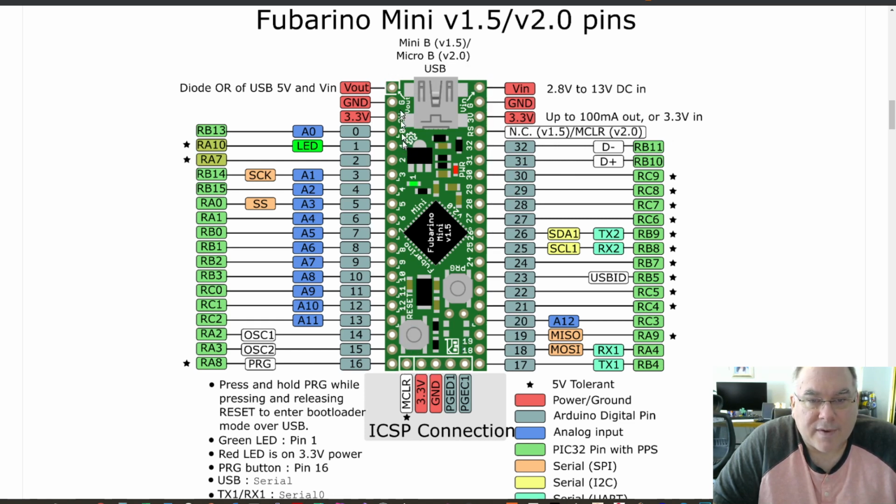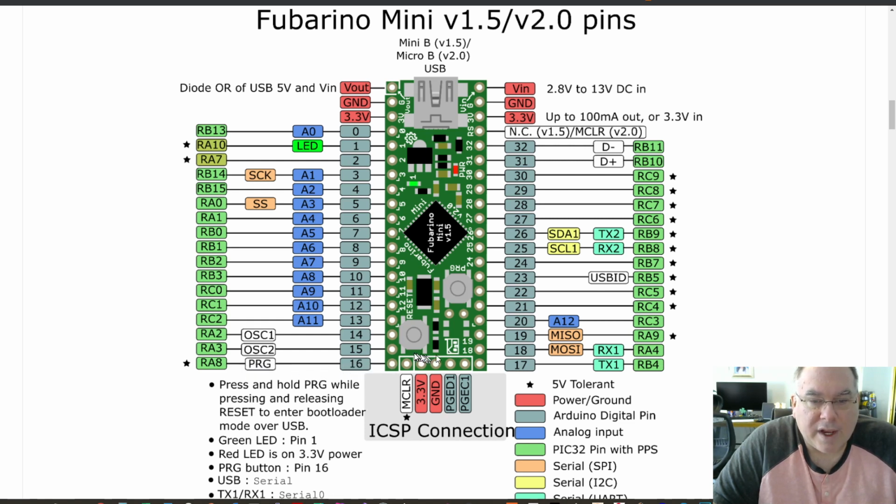What you'll see is there are pin numbers written on the board itself. And so if we look at pin 1 here, pin 1 is going to the LED. It's the green LED that's on our board. So that's pin 1. There's also this program button, and the program button goes to pin 16. So pin 16 here is our program button.